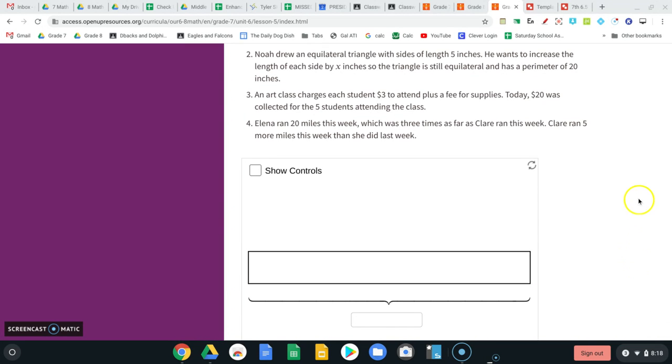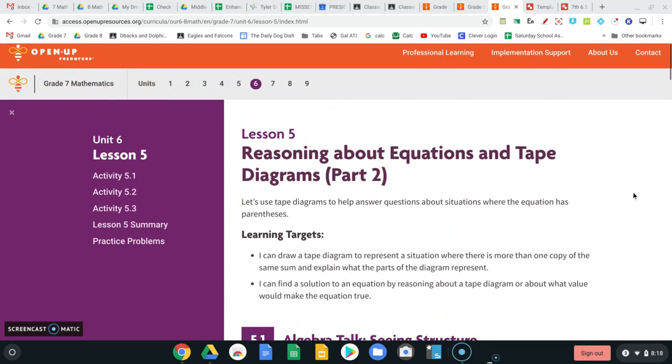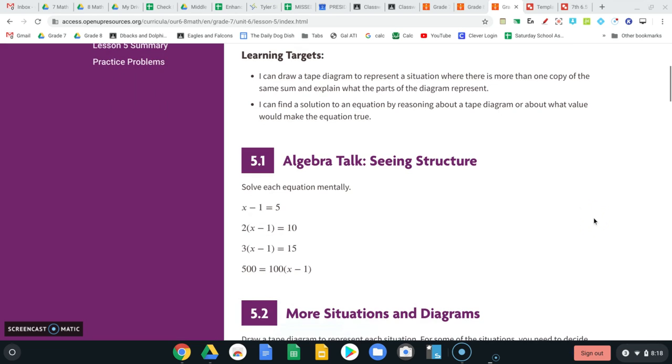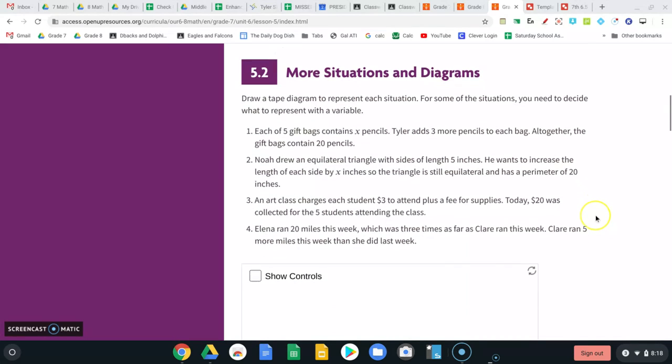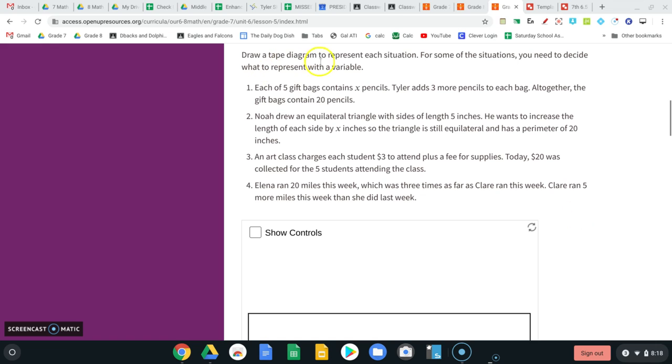Okay, this is the math lesson for Unit 6, Lesson 5. Today we're going to be learning more about tape diagrams, writing equations for word problems for tape diagrams. Okay, here's the first one. Here are the directions: draw a tape diagram to represent each situation. For some situations, you need to decide what to represent with a variable.